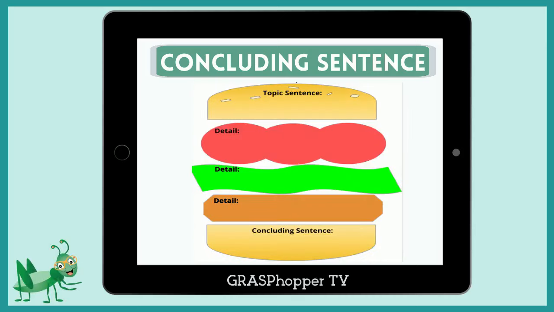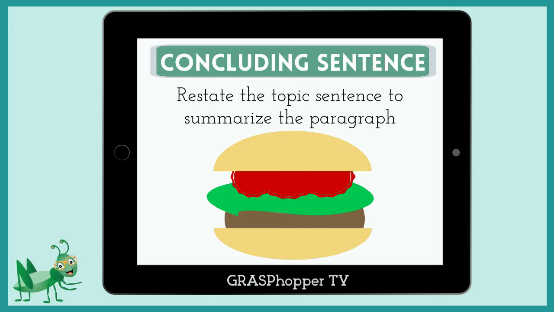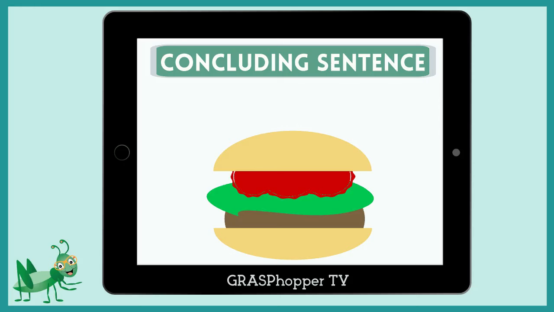In this GRASPhopper teaching video, we learned all about concluding sentences and how its job is to restate the topic sentence in order to summarize what the reader learned in the paragraph. Remember, if a paragraph does not have a concluding sentence, there will be nothing to hold it together. Just like if a hamburger is missing the bottom bun, it'll fall apart.